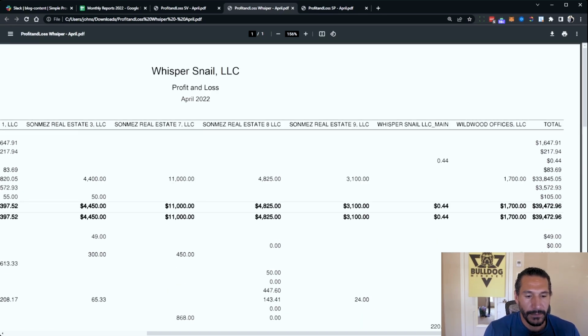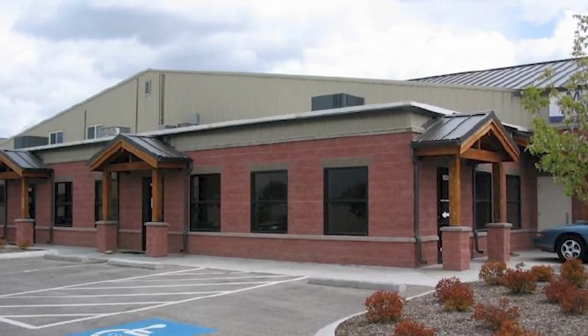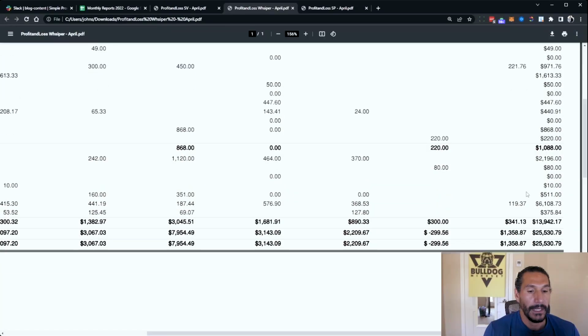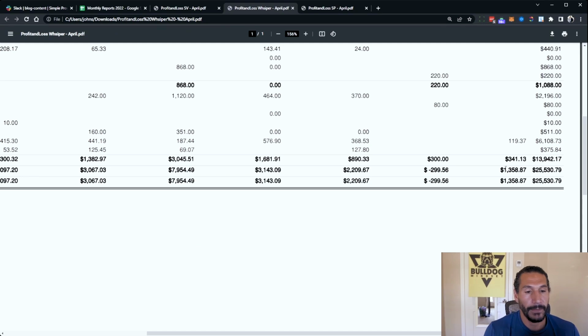And then this last one is an office space as well. I'm getting the rents there. I have it rented out to a commercial office there. And there's hardly any expenses. Commercial buildings, when they're doing good, they do really well and they're low maintenance. So I got a profit here of $25,530. That's a nice one for the real estate.